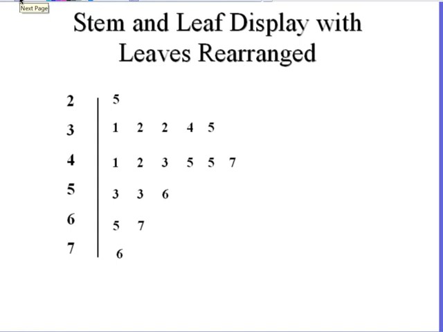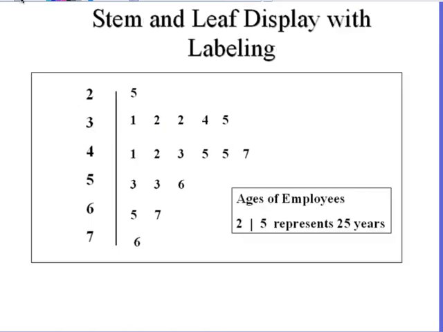So that was the original data. And here's where it keeps the actual data intact. I know how many numbers were in the 20s, how many numbers were in the 30s, 40s, 50s, 60s, and 70s. But I also know what the numbers were. Like this is 31, 32, 32, 34, 35. I could go back and give you a list of what the actual numbers were that built up the graph. Okay, got a label, make sure there's a key. So it's the age of employees. 2|5 represents 25 years. That way you know that it isn't 2.5. It's rather 25, the age in years.